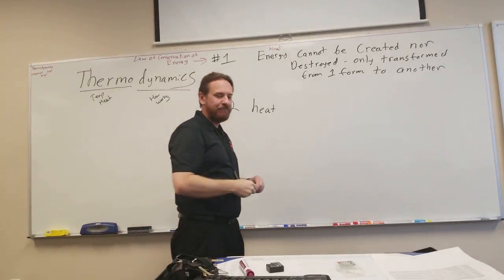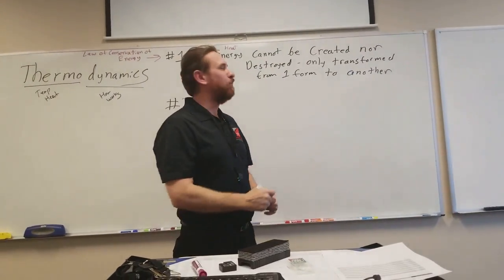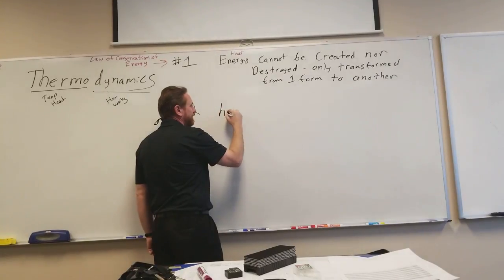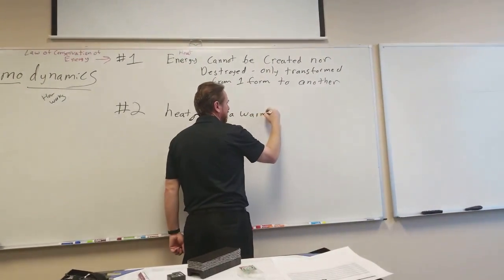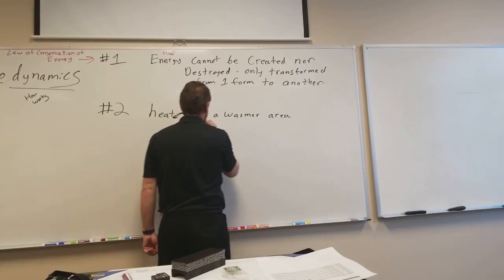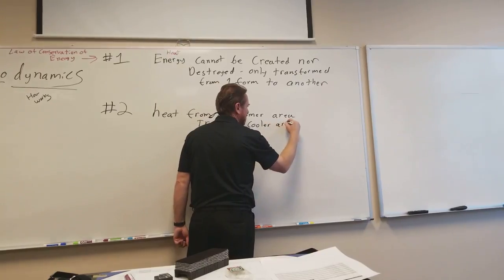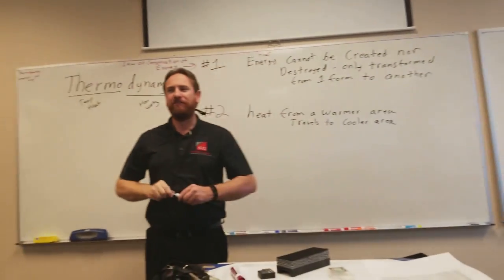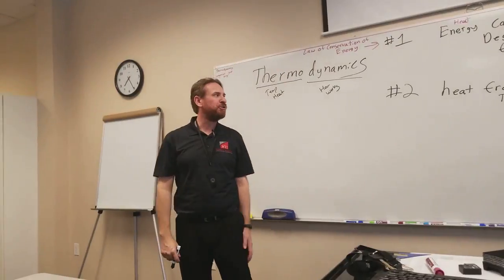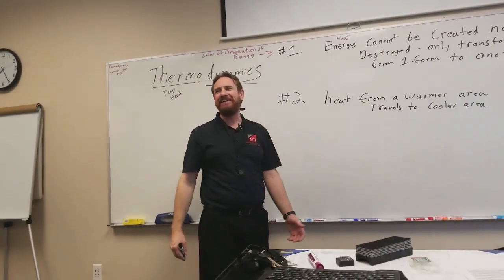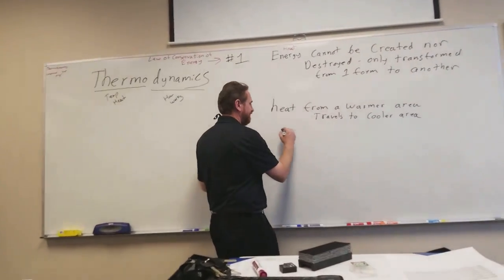I'm just going to say how the first one is. Heat from a more abundant source travels to a less abundant source. Heat from a warmer area travels to a cooler area is a better wording for it. Notice I said cooler, not cold. Heat from a warmer location travels to a less heated location. There's tons of ways to word it. The most common way you see this worded is this.